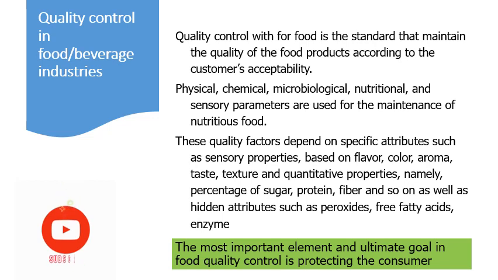Also, quantitative properties. This includes measuring characteristics like the percentage of key nutrients such as sugar, protein, and fiber. Rigorous analysis ensures that the food product meets nutritional labeling claims and dietary guidelines. And other hidden attributes, which encompass chemical and biochemical parameters not directly perceivable by consumers. These are attributes which are not labeled. These include peroxide levels, free fatty acid, and enzyme activities.